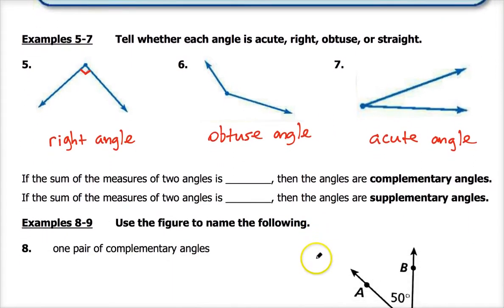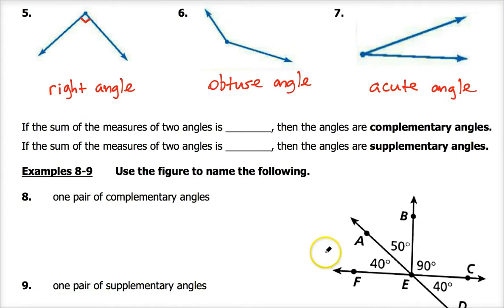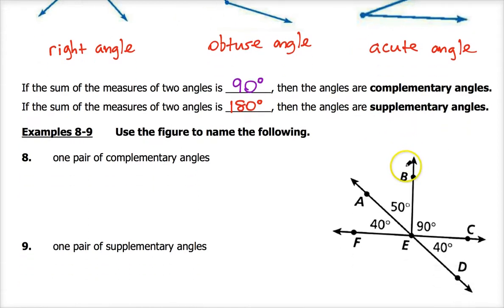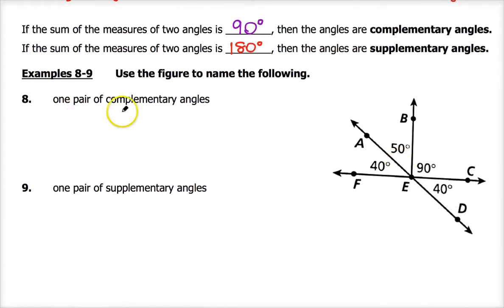Finally, we're going to learn about what's called complementary and supplementary angles. If the sum of the measures of two angles is 90 degrees, then we call those two angles complementary. If the sum of the measures of two angles is 180 degrees, then we call those two angles supplementary. In the figure below, we're going to identify one pair of complementary angles and one pair of supplementary angles. For complementary, remember they have to add up to 90 degrees.